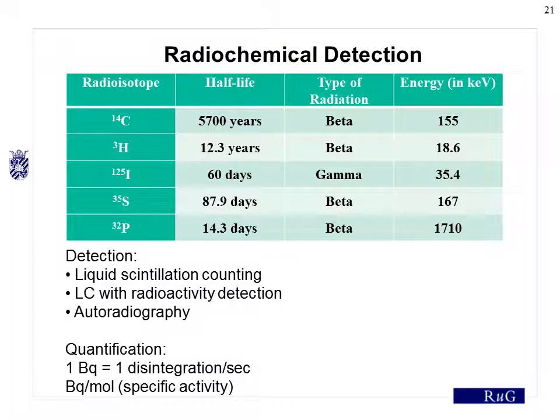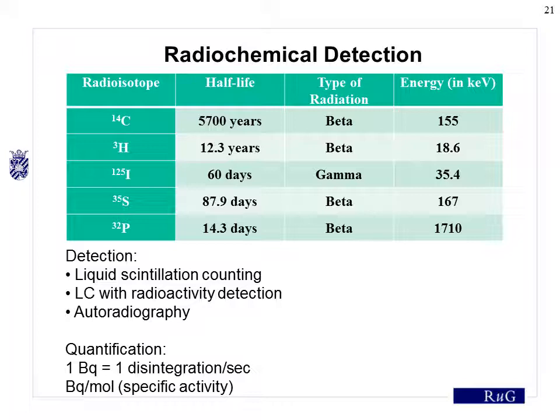The radiochemical detection of ligand binding assays requires radioisotopes. In this table you see five of the most widely used radioisotopes: carbon-14, tritium, iodine-125, sulfur-35 and phosphorus-32. Each of them has different properties. Carbon-14 has a very long half-life. That means that a contamination with carbon-14 will last for a very long time, so you have to be very careful, as you have to be with all of them, obviously.